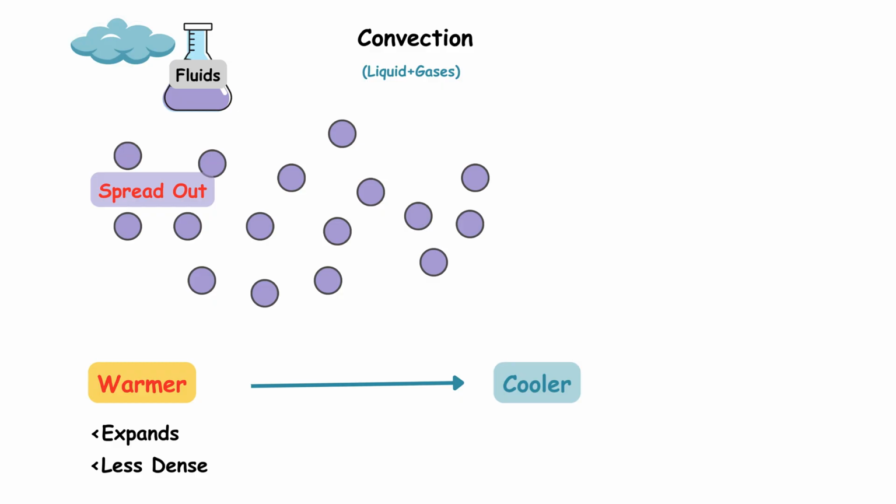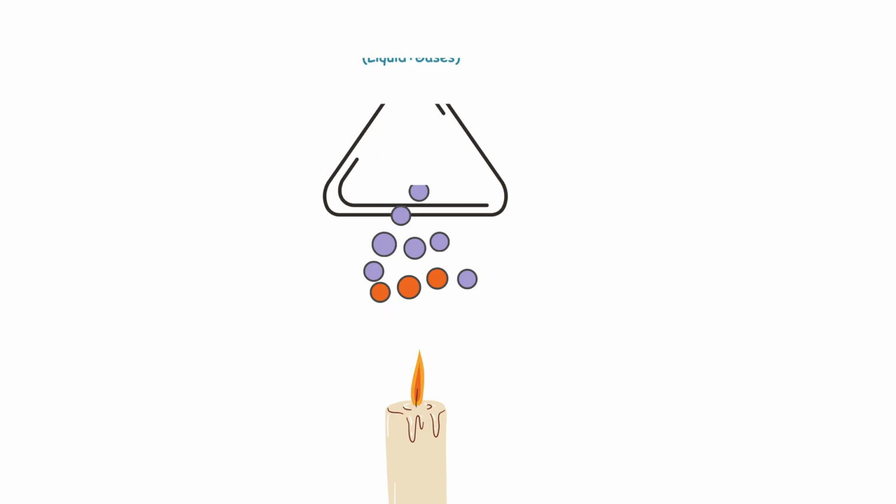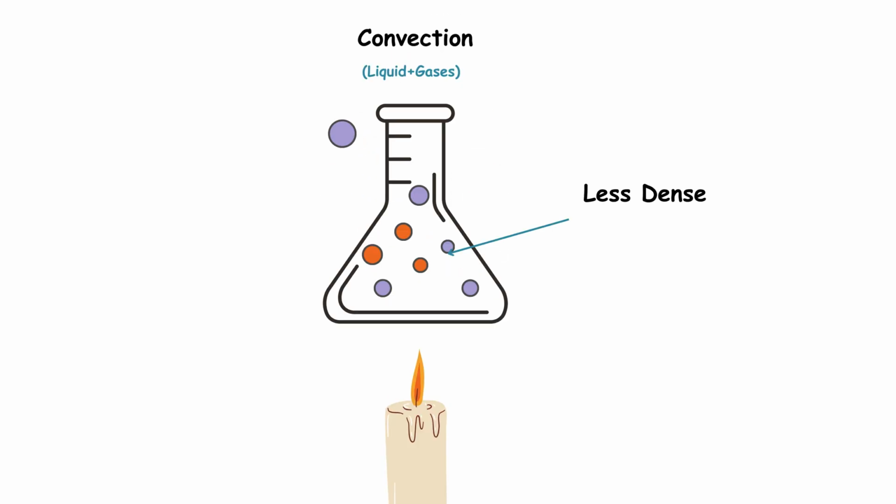To understand how this works in real life, let's imagine that we had a container of fluid, so that could be either liquid or gas. As we heat the container, the following things would happen. First, the particles near the heat source would gain kinetic energy and spread out, becoming less dense. Because they're less dense, these particles rise above the colder, denser particles above them, and at the same time these cooler particles sink down and take their place.